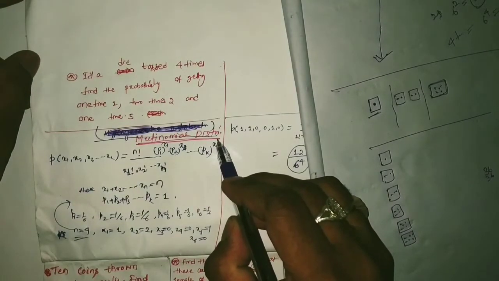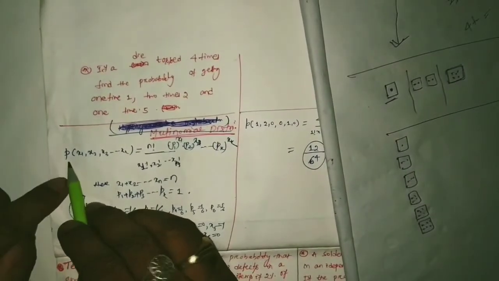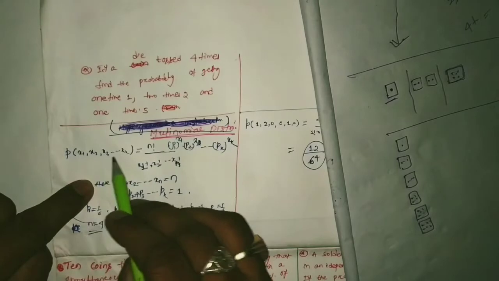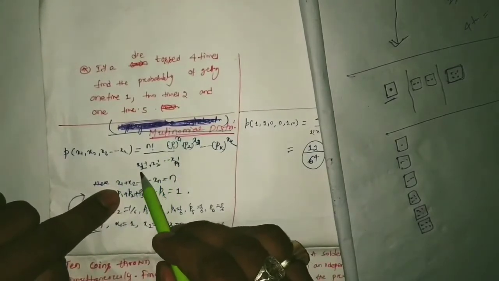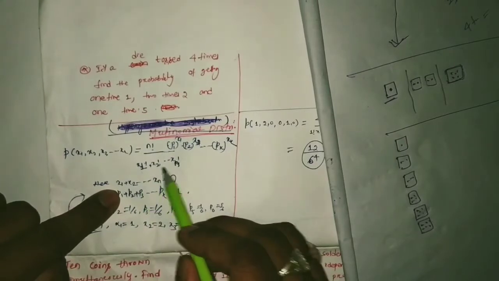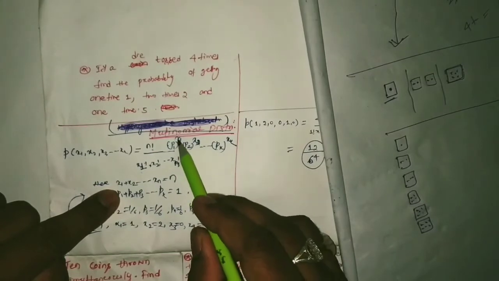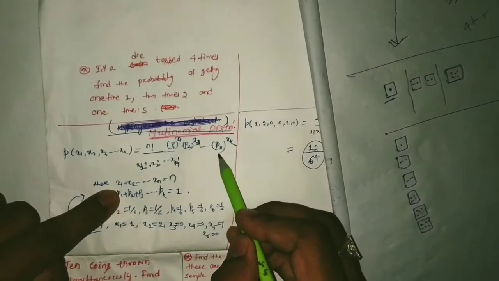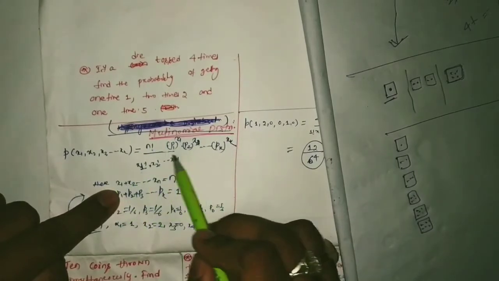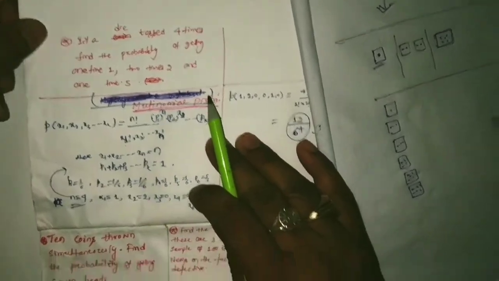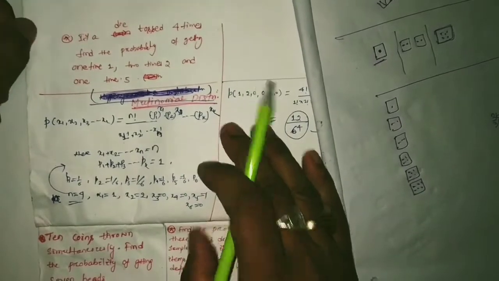Multinomial distribution. For the multinomial distribution, this is the PMF: P(x1, x2, x3 up to xk) equal to n factorial divided by x1 factorial into x2 factorial up to xk factorial, into p1 to the power x1, p2 to the power x2, up to pk to the power xk. What is the meaning of these symbols? I am going to discuss that. About the multinomial distribution we discussed in detail, you can find the video in the playlist.